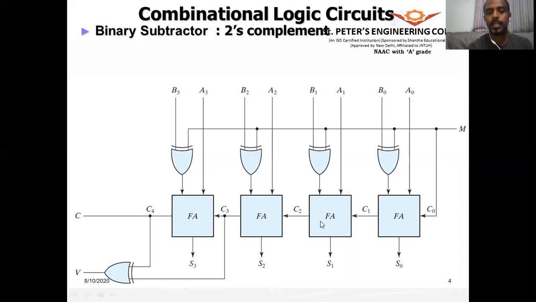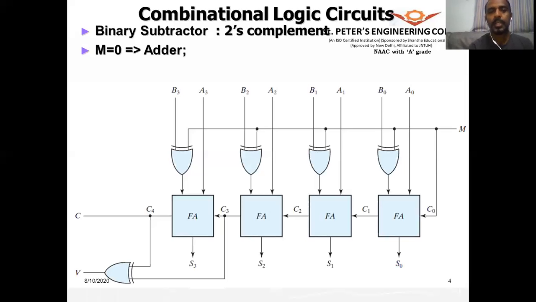So this circuit will be made to work both as an adder as well as a subtractor, binary adder and binary subtractor, by only using this control called M, or the mode. M stands for the mode. Which mode you want? You want the adder mode or the subtractor mode. All right. So if M is equal to 1, whatever B is there, what does the XOR function do?